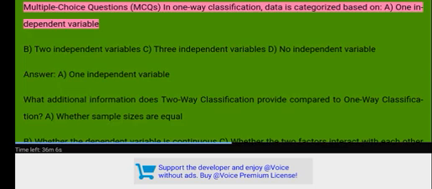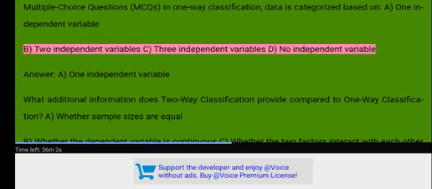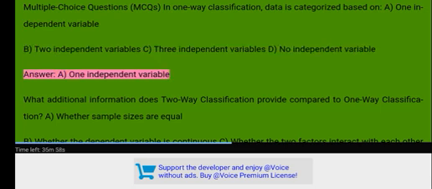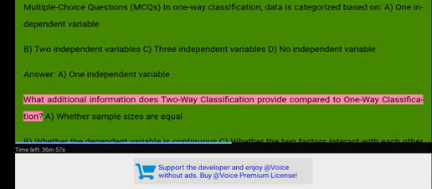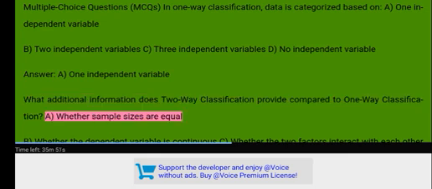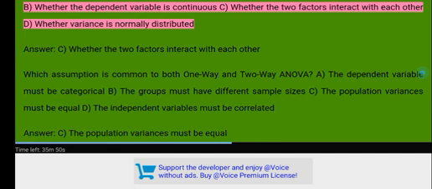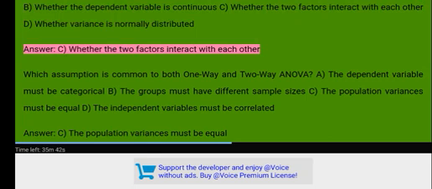Multiple choice questions, MCQs. In one-way classification, data is categorized based on: A. 1 independent variable. B. 2 independent variables. C. 3 independent variables. D. No independent variable. Answer: A. 1 independent variable. What additional information does two-way classification provide compared to one-way classification? A. Whether sample sizes are equal. B. Whether the dependent variable is continuous. C. Whether the two factors interact with each other. D. Whether variance is normally distributed. Answer: C. Whether the two factors interact with each other.